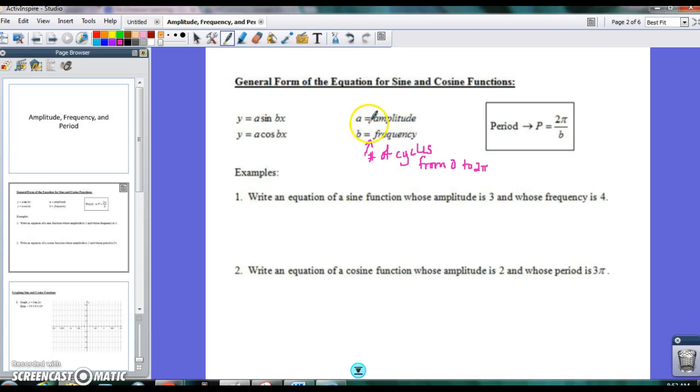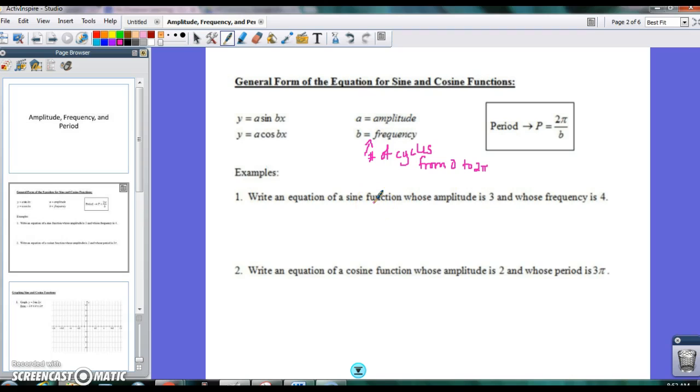The amplitude is how high the graph goes from the midline, or from your start, and then it goes up to the max. We'll talk about that as we go. Period is how long it takes to complete one cycle. Okay, so period we figure out by doing 2 pi divided by the frequency. And this might seem a little overwhelming at first, but as we go through some examples, I think it's going to be a lot clearer.